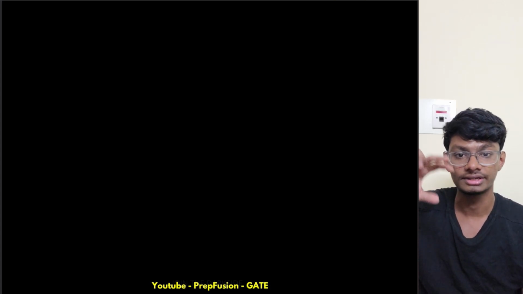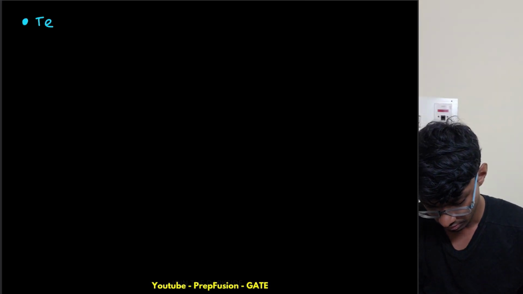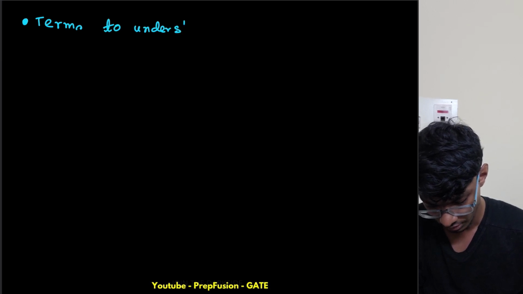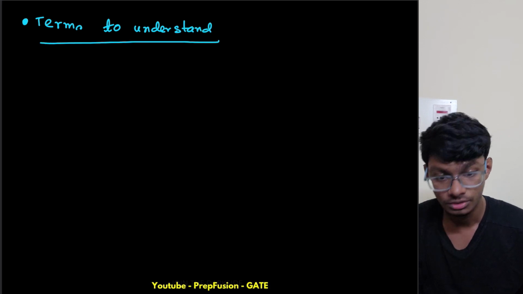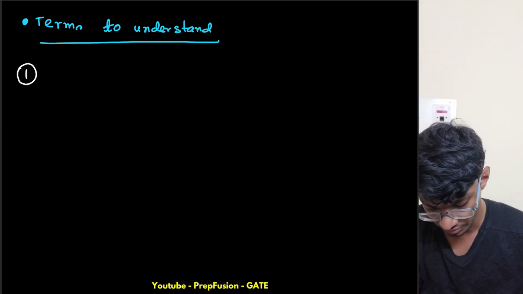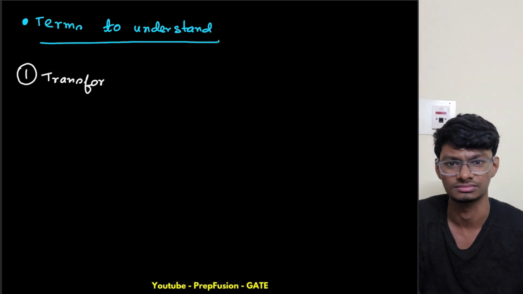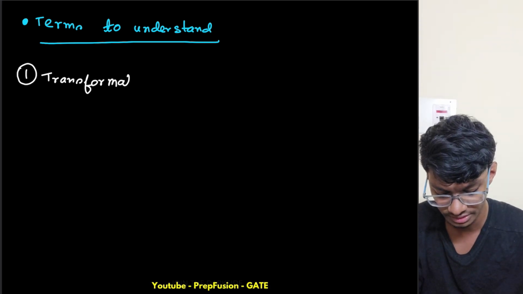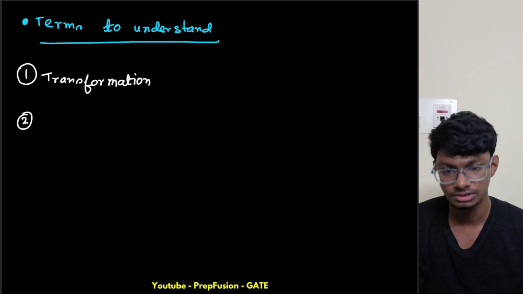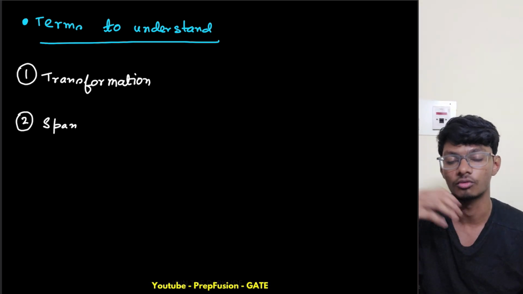Now, what terms do we have to know before learning about eigenvalues and eigenvectors? So what do you need to know? The first one is transformation. What do we mean by transformation, and why do we need to know transformation in the first place in this matrix format? Why are we interested in transformation? The next term is span. What do we mean by span of a matrix, or what do you mean by span in general?